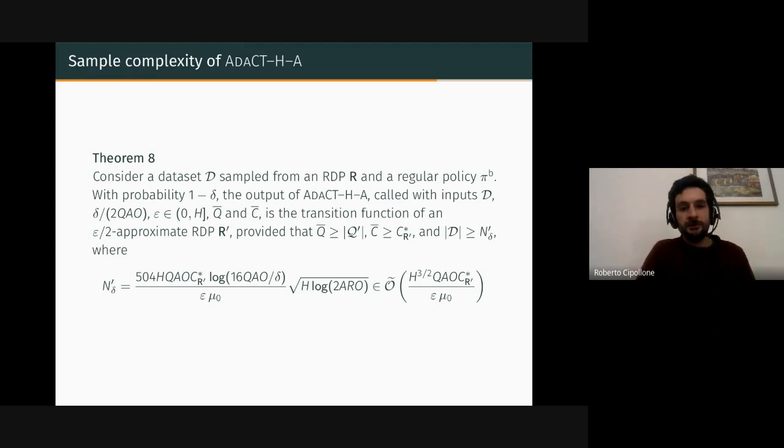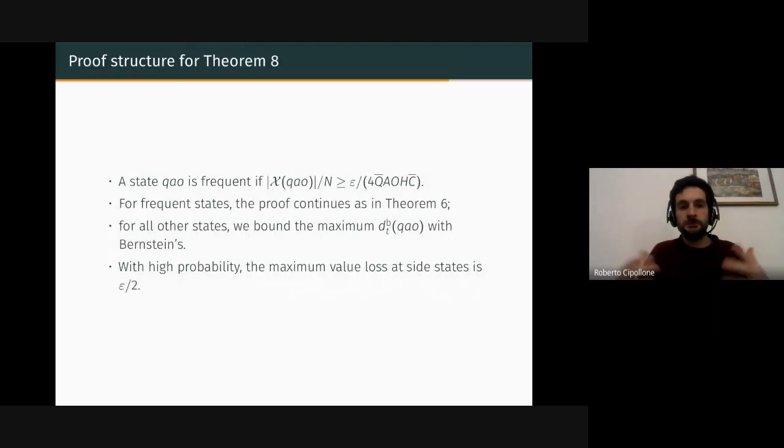Okay, as before, a couple of words about the proof. Essentially, the difference is that now we should verify that the threshold is correct. So a state is frequent if it's higher than a threshold. If this is true, the proof continues as in the previous theorem. But if this is false, we do not learn. So we need to verify that the value that we are losing for not learning is bounded.